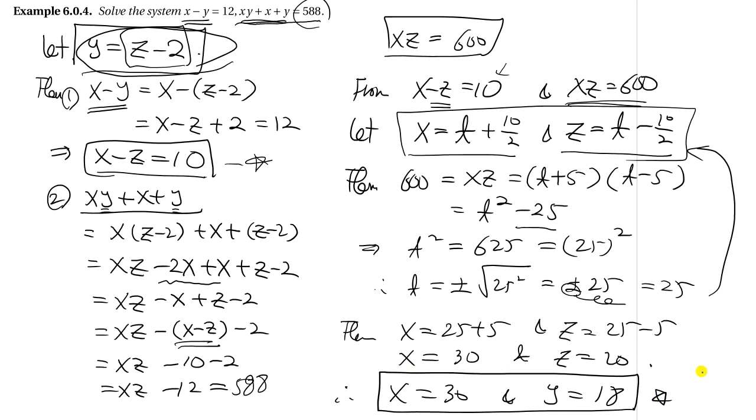And of course, please check with that, right? 30 minus 18 is 12, right? And 30 times 18 plus 30 plus 18, right? Calculate those and check if you get 588 for that, okay?